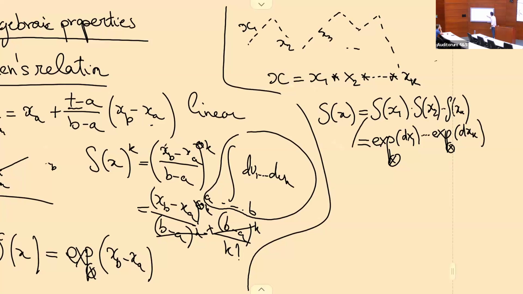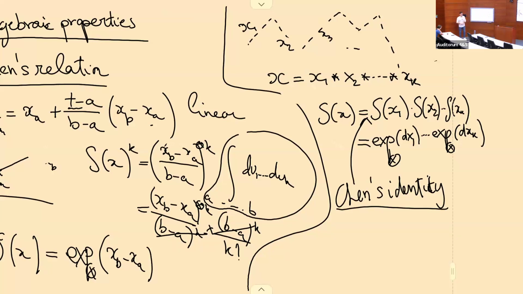Now, this is thanks to the Chen identity that I will introduce after the break. And as a last comment, this way of computing signatures is the way that is used in all the Python libraries that we have. So under the hood, this is how we do it.